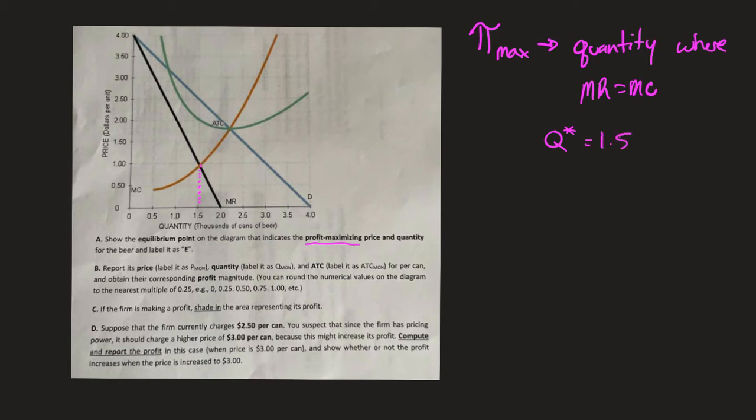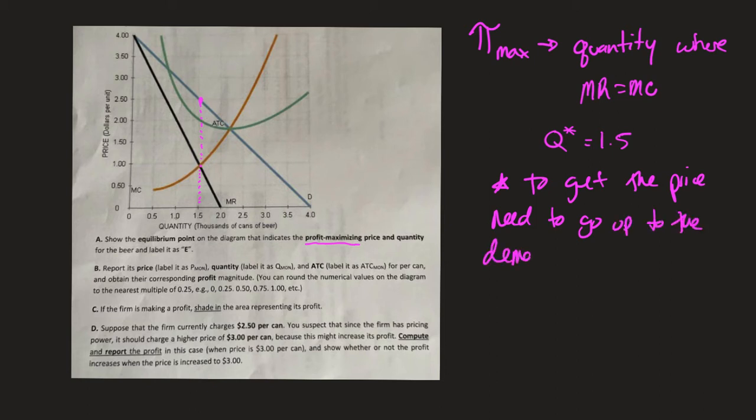However, that's not going to be the price because this is a monopoly. It has a downward sloping demand curve, meaning that it has some market power and it can choose the price based on the quantity. So I have to go up to the demand curve. That's very important. To get the price, you need to go up to the demand. That right there is something a lot of students mix up, and it's because we're choosing it based off the demand.